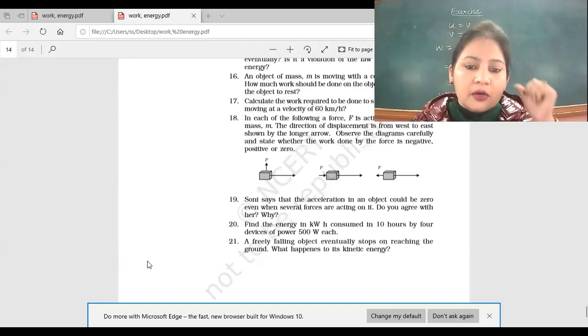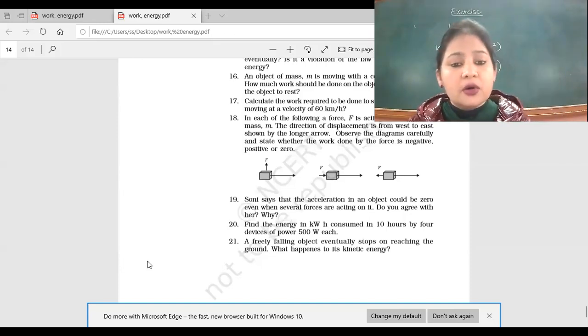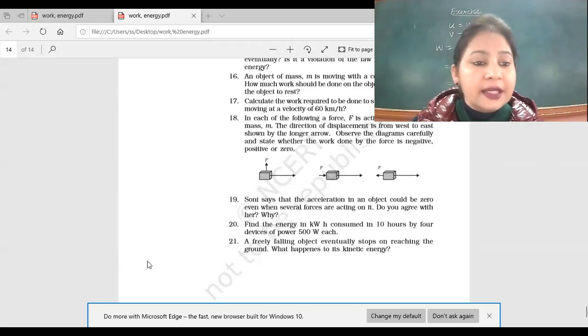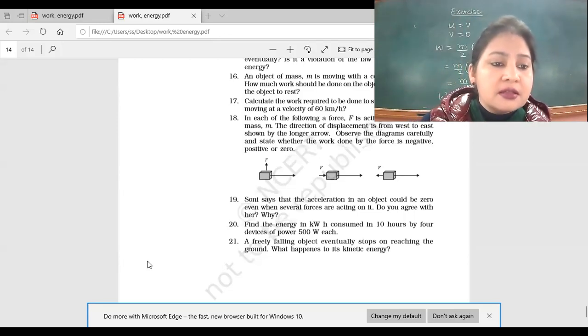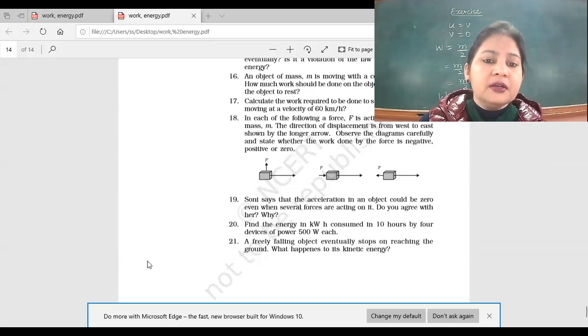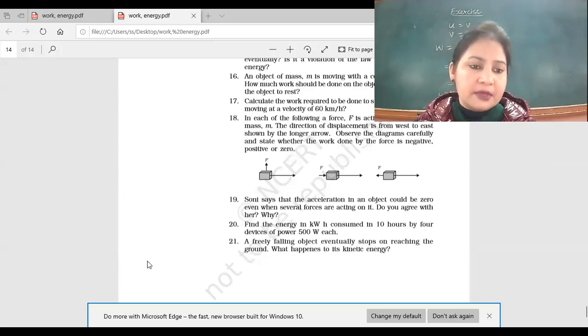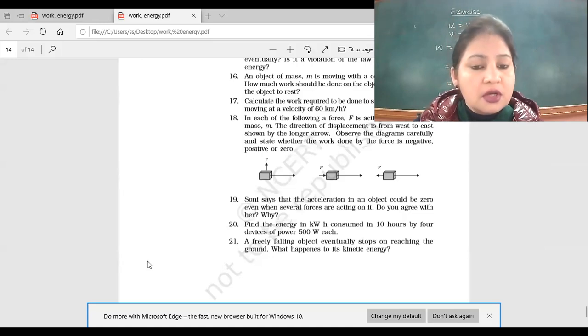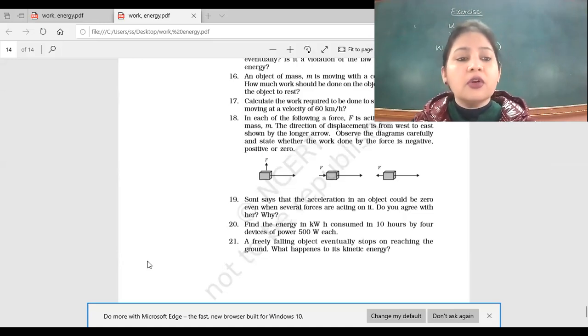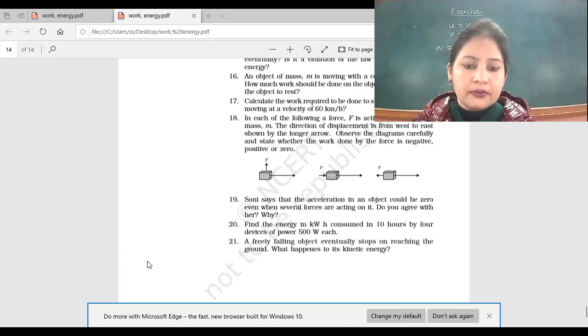So here you will write that acceleration would be zero only if the resultant of these forces is zero. If the balanced force is acting on the object, only then the acceleration can be zero. In case of unbalanced force, in case the resultant of these forces is not zero, then acceleration will also not be zero. All right. Any doubt, students, in this question?